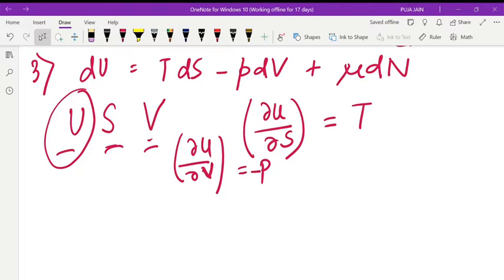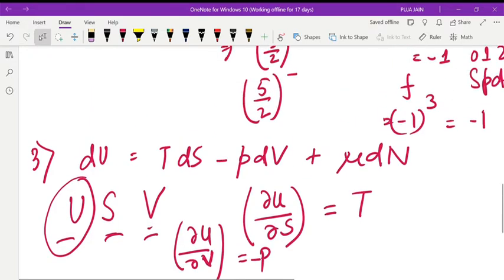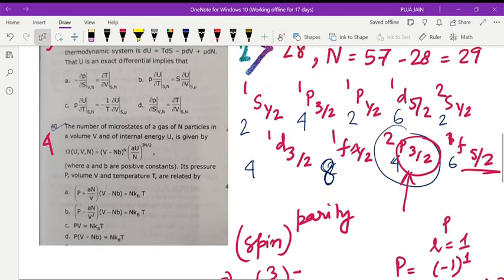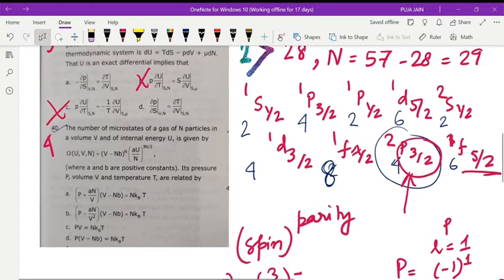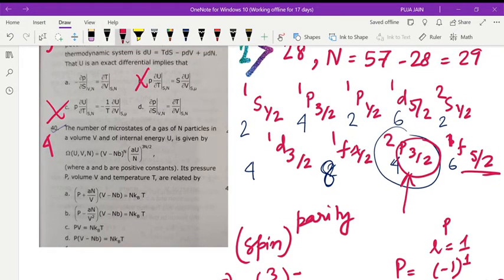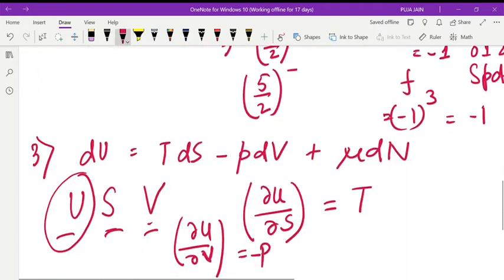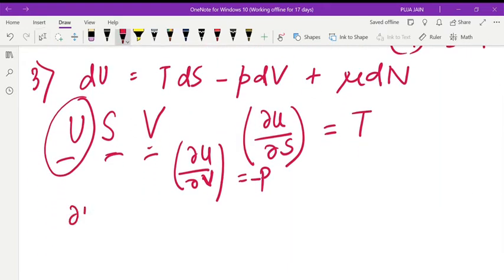Okay. Now let's see the options first. This option is eliminated, clearly no. This option is also eliminated because del U del S will be there and del U del V will be there. Here it is del U del T. So these two options are wrong. Now let's check these options. Now del P del S and del T del V. Now del P del S, that means what?